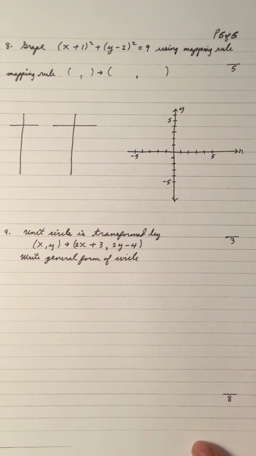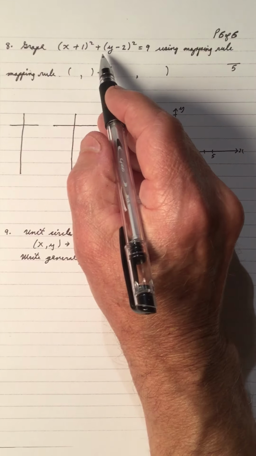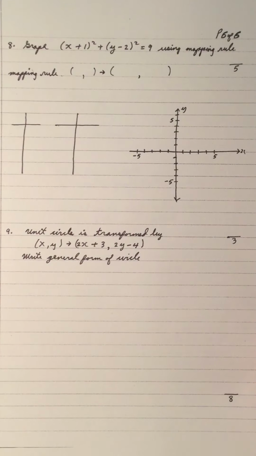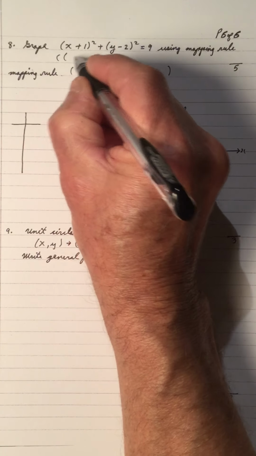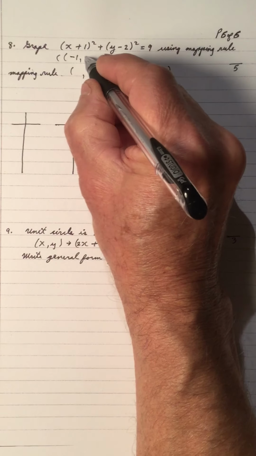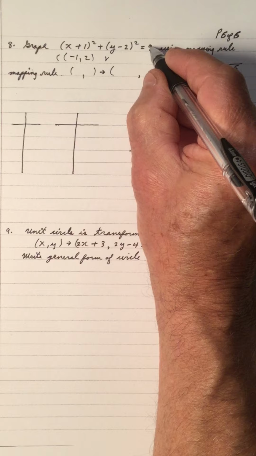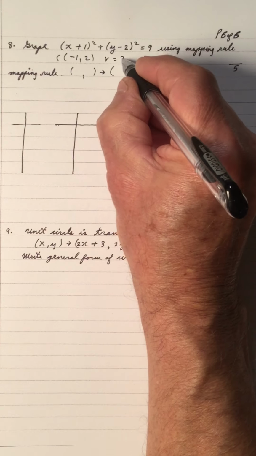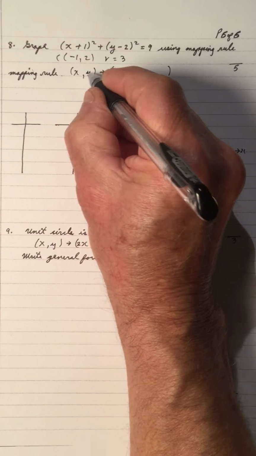And let's continue. Let's draw the graph of this equation. This equation is in standard form, center radius. So the center of this circle is -1, 2, you take the opposite signs, and the radius: r squared is 9, so r is the square root of 9, which is 3. So the mapping rule is x comma y.